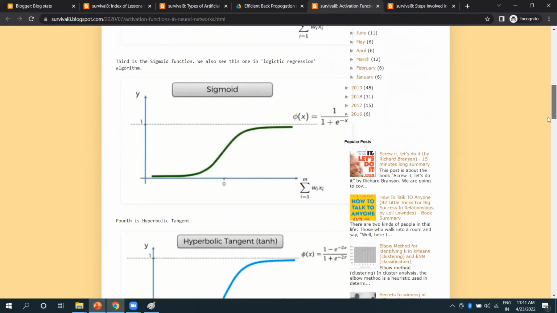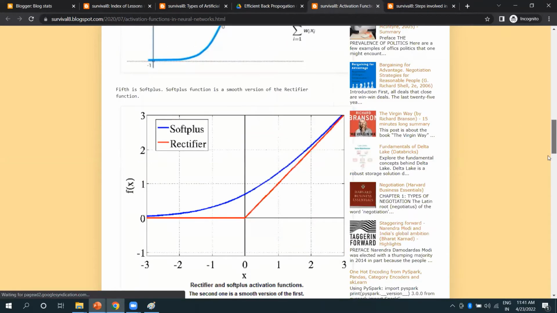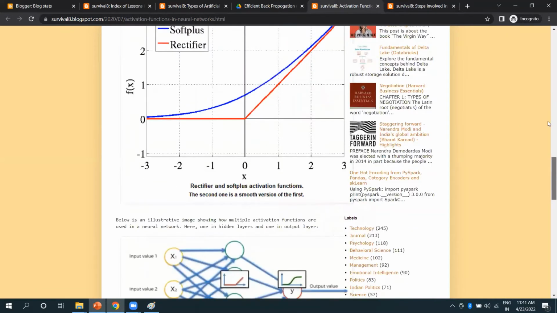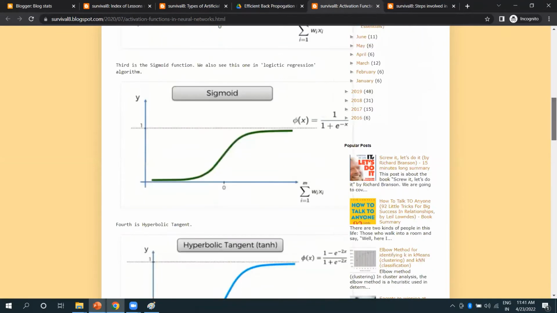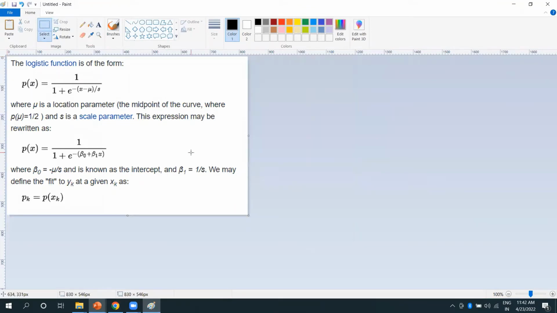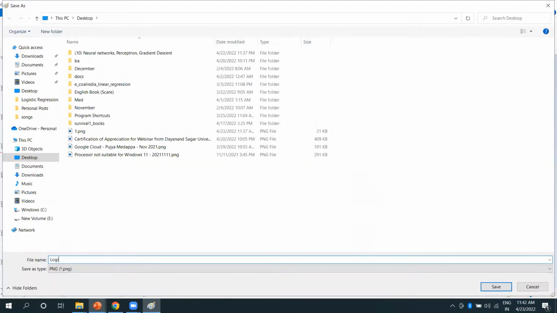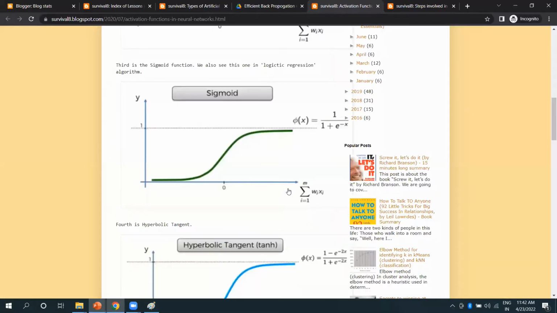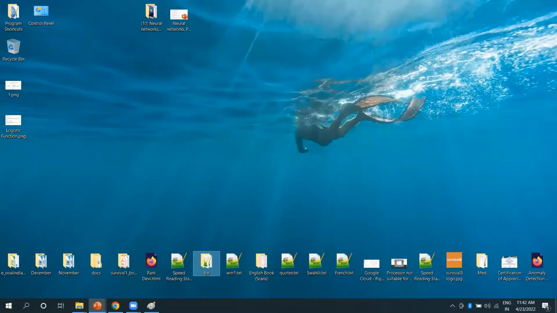This sigmoid function you are familiar with, and we also see this in logistic regression, where the logistic function is used. I'll put the logistic regression also over here. Just give me a second. Logistic function.